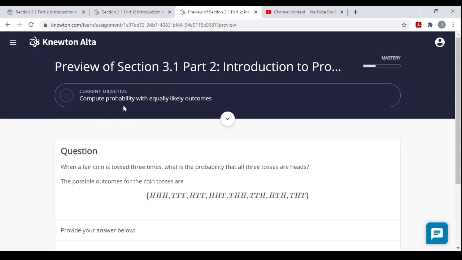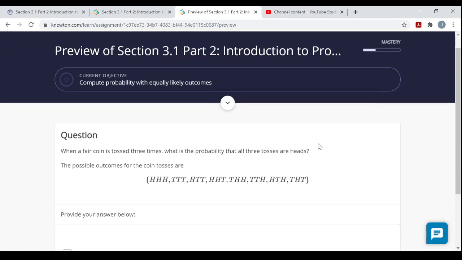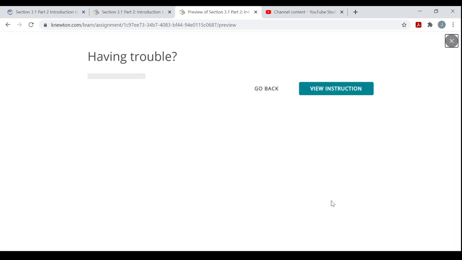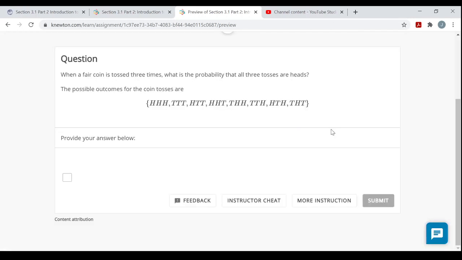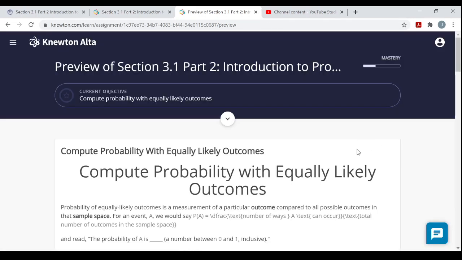And next is compute probability with equally likely outcomes, meaning every outcome in the sample space. Hopefully, you remember in section 3.1, part 1, the sample space of an experiment was the list of all possible outcomes. And here we're going to look at situations where all those possible outcomes have the same likelihood. They're equally likely to occur. First time I'm seeing this objective, I'll click on More Instruction and show you what that looks like. There might be some videos or whatnot. I'll leave those to you to watch.